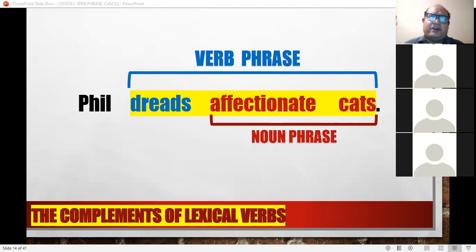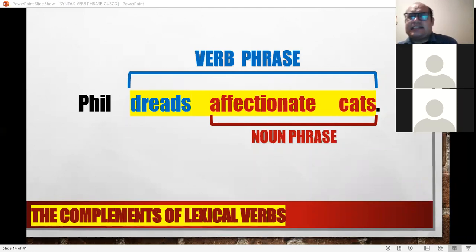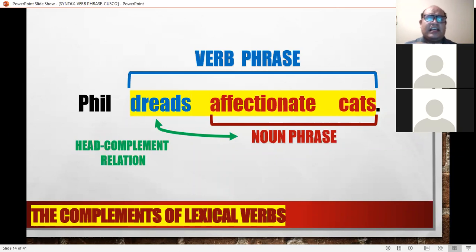Something similar happens with a verb. We could use just a verb and we can add other complements to the verb. In this case, we're adding a noun phrase. So we have the verb, that is the lexical, yeah, dreads is a lexical verb. And then we have as a complement, a noun phrase. All right? So here we have a relationship, okay, between the verb and the noun phrase. And we call this relation a head complement relation. Head, remember, the verb is the head. Head means the principal part in a verb phrase. So the verb is the head and the noun phrase is the complement.